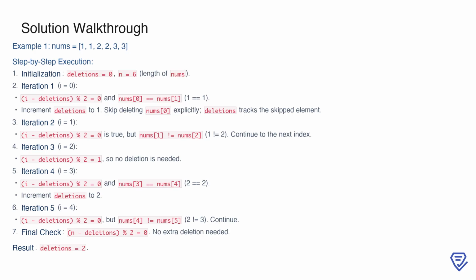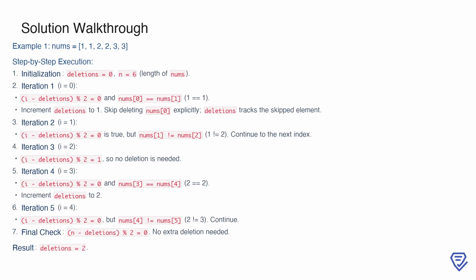To solve this problem, we start with the array nums equal to 1, 1, 2, 2, 3, 3. First, we initialize 2 variables. deletions is set to 0 to track the number of elements we remove, and n is set to 6, the length of the array. In the first iteration, with index i equal to 0, we calculate that deletions modulo 2 equals 0. Since nums[0] equals nums[1], both are 1, we increment deletions to 1. Instead of explicitly removing nums[0], we use deletions to account for it being skipped.